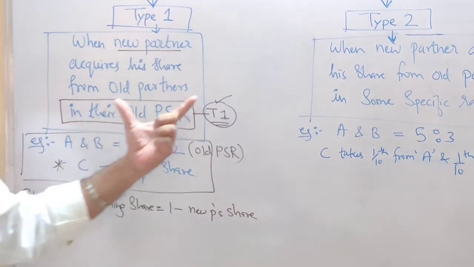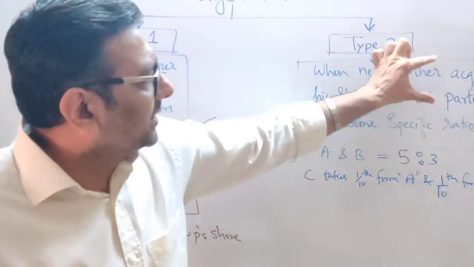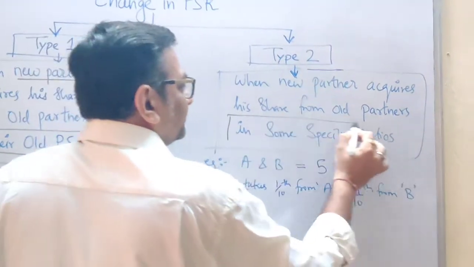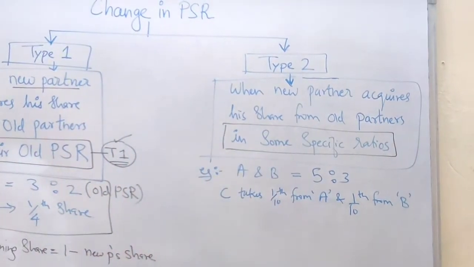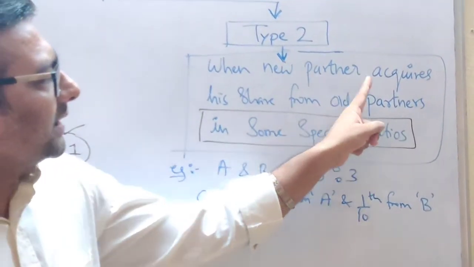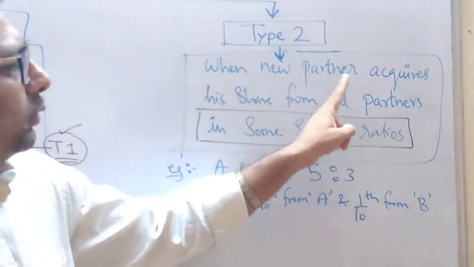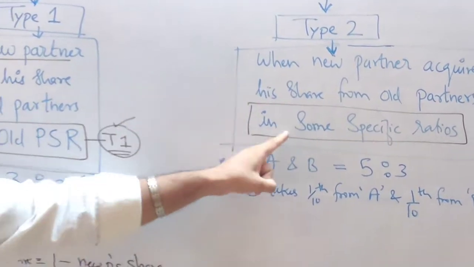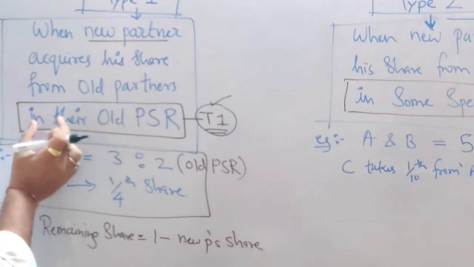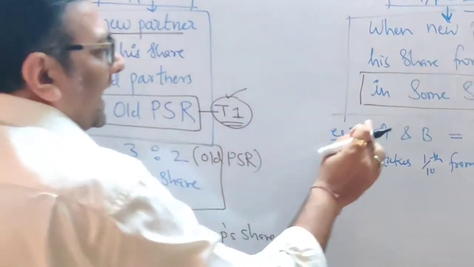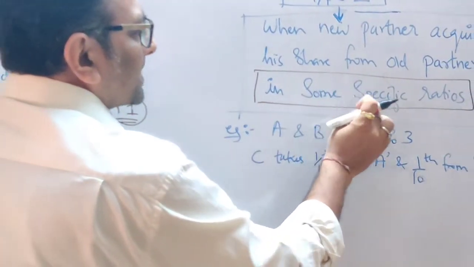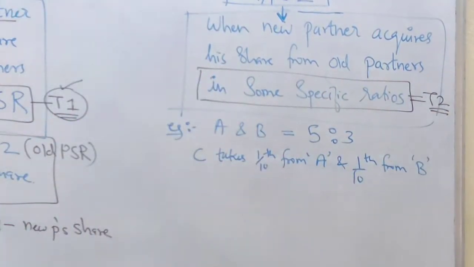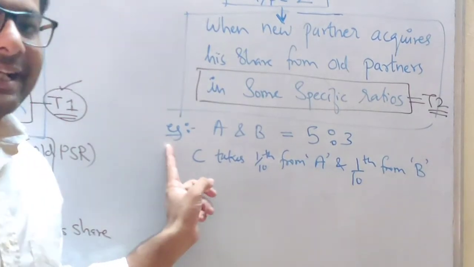Am I clear? Now how to identify type 2, students? The initial lines and words are the same. This is important. What is the question saying? When the new partner acquires his share from the old partner, these words are the same. Only the boxes, focus on the boxes, students. So when the box says in their old PSR, it is type 1, and if the question says in some specific ratio, then this becomes type 2. Now to make you understand, I have already written one example.